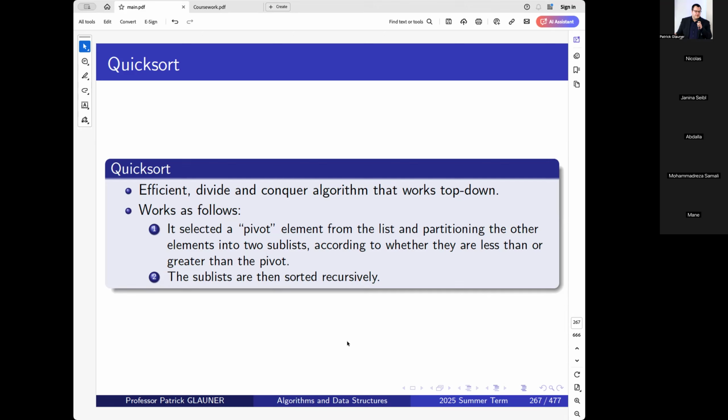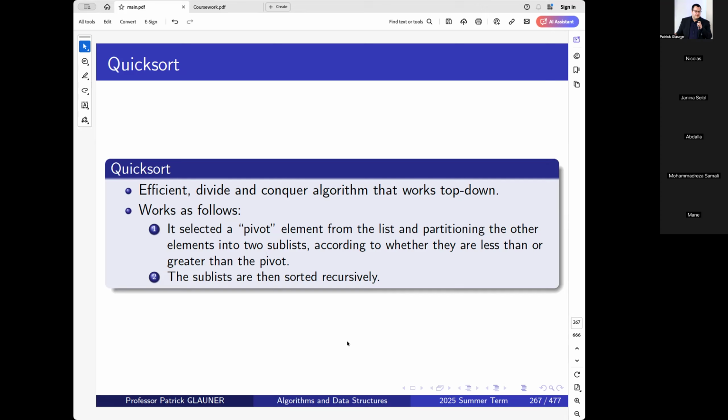What it does is it starts with looking at your whole data set. And it selects a so-called pivot element from the list, which is one of the elements. You have an unsorted list. And what you want to do is partition the other elements into two sublists according to whether they are less or greater than that pivot element. So you just pick one element and say that's the pivot, and I want to have one sublist of all the elements being smaller than the pivot and all the elements being greater than the pivot.